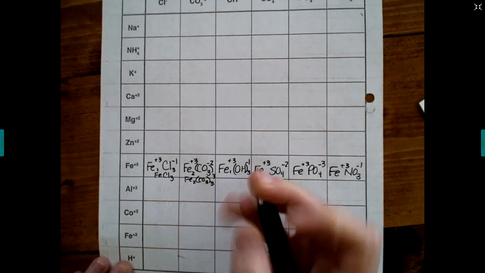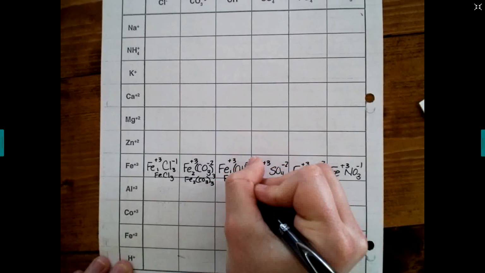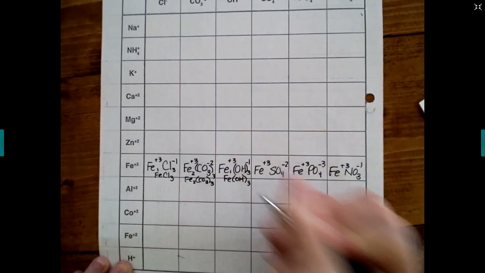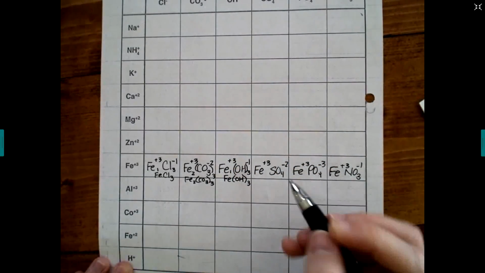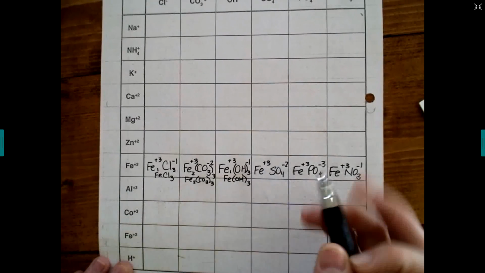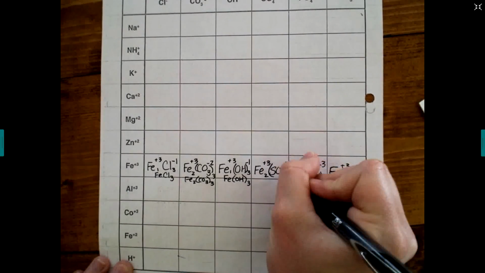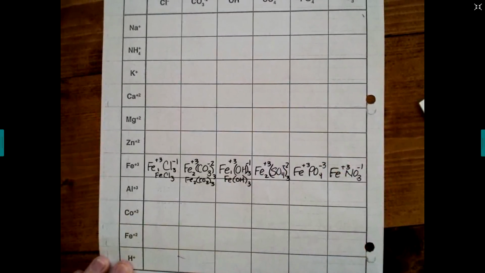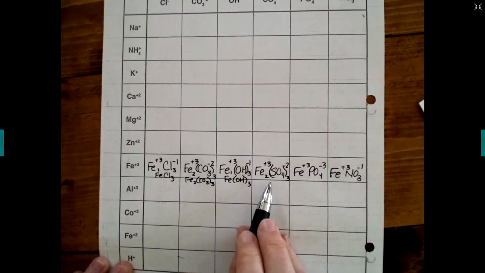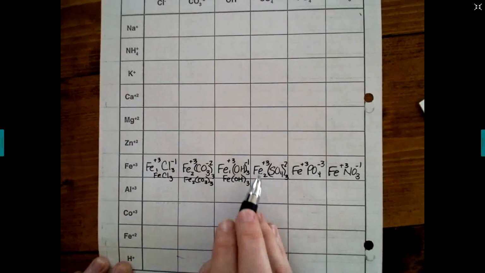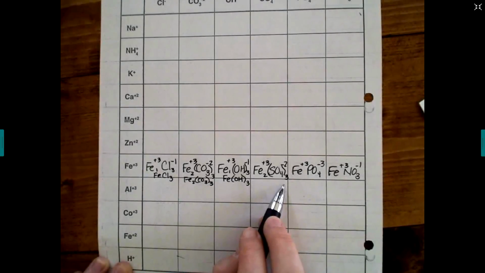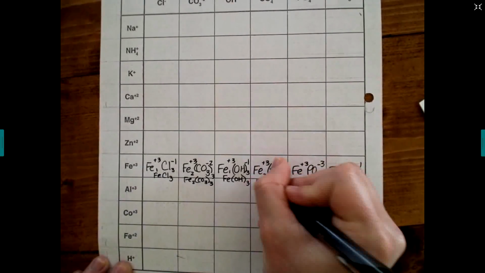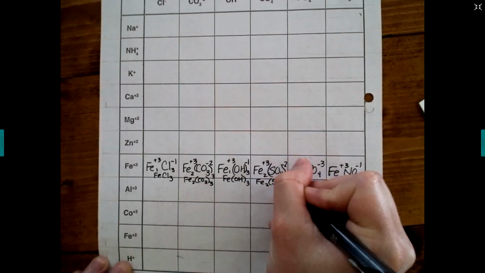For our next one, I cross my 1, cross my 3, add parentheses, and remember that 1 is just understood, so it would just be Fe(OH)3. For this next one, I have a 3 and a 2, so I'm going to cross my 2, add parentheses, and cross my 3. Notice that you only add parentheses when you're crossing a number onto a polyatomic ion. So this is Fe2(SO4)3.